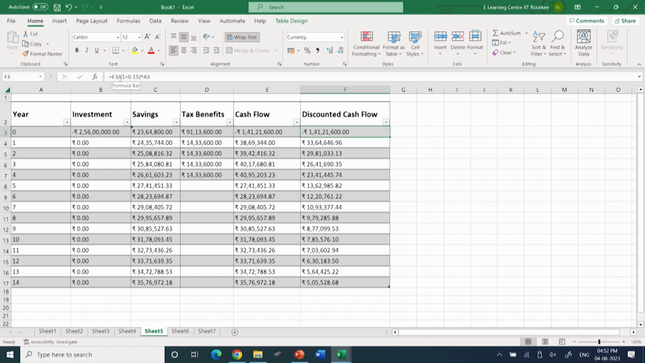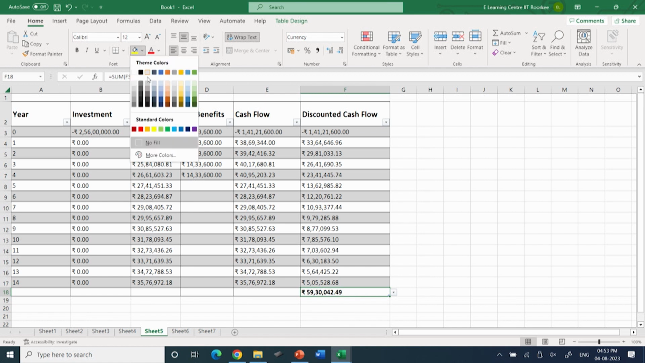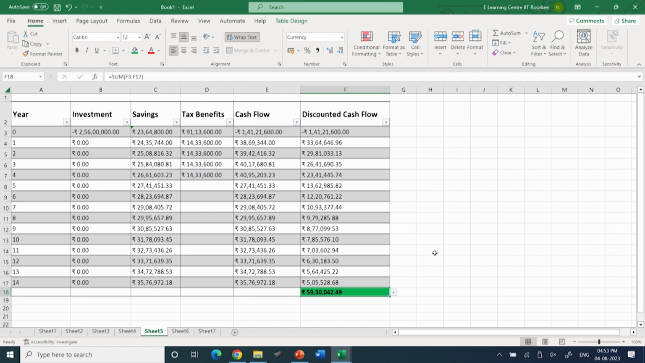So I have discounted all the cash flows at the rate of 15%, and this is raised to the number of years that have passed. So the amount is as such in the year 0, whereas there is a substantial reduction in terms of the saving that is made in the 14th year. I add all of this to get the final NPV, which comes to around 59 lakh rupees, and overall we can see that the corporate would be quite happy investing in a project like this, which would have a total NPV which is positive.